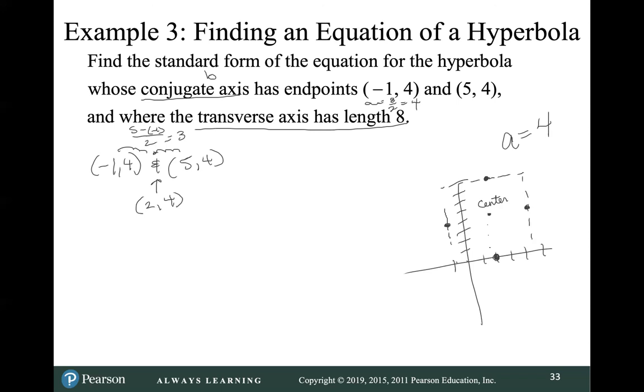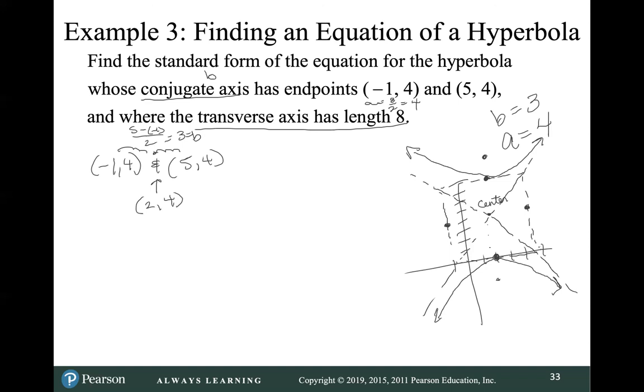2, 4, 5, it should go there. There are my asymptotes. There is my hyperbola. A is 4, B is 3. In order to find the equation, we don't need to find C. I know that C, the foci, would be kind of outside here.